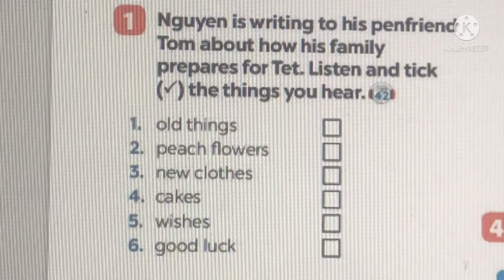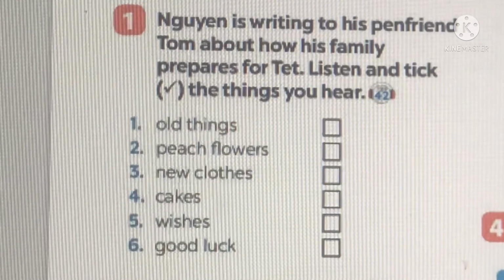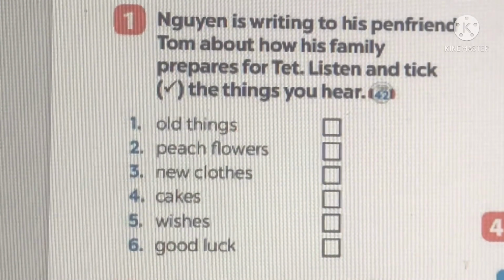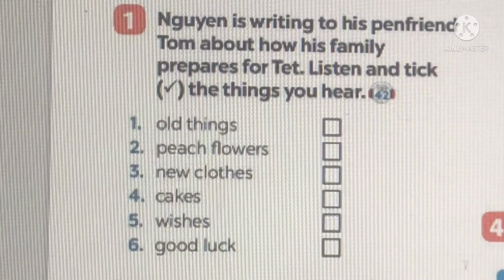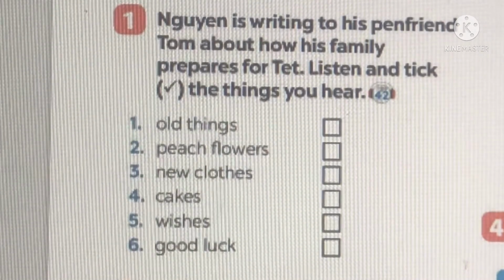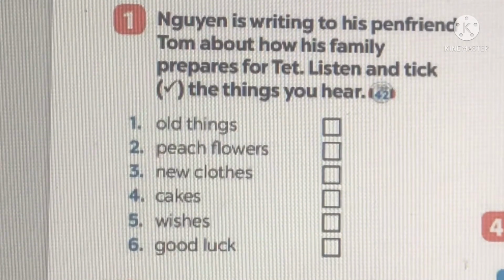Dear Tom, Tết is coming and I'm very happy. We do a lot of things before Tết. We throw some old things away. We clean and decorate our homes. My mother goes shopping and buys food, red envelopes, and peach flowers. She also buys new clothes for us. My father makes bánh chưng and cooks them on an open fire. He says that I should make some wishes at Tết, and I shouldn't break anything. It brings bad luck. Yours, Phương.